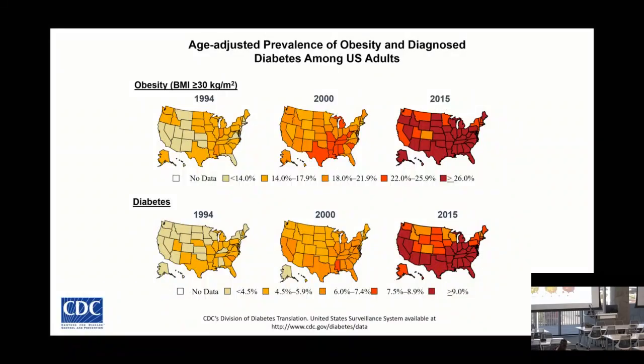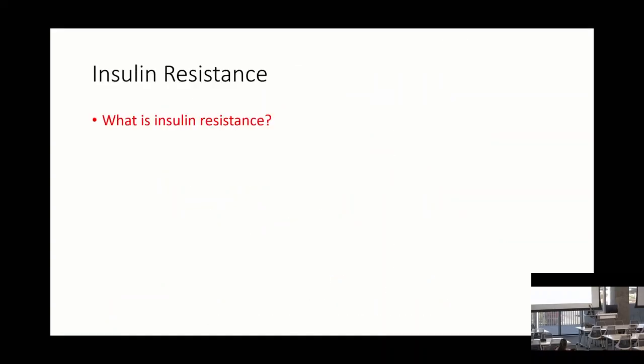All right, so this is just to illustrate the relationship between obesity and type 2 diabetes. As you can see, this is a heat map of the United States from 1994 to 2000 to 2015, and as the prevalence of obesity increases, the prevalence of diabetes almost superimposably matches the two different maps. So that's, again, to highlight the fact that obesity is a primary driver for diabetes.